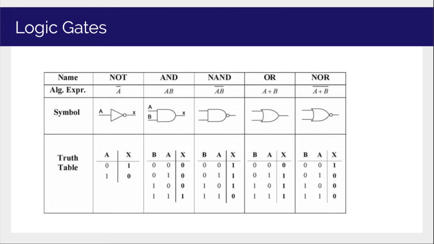And in the algebraic expression, it's the OR gate's algebraic expression with a line on top, which shows that it's being inversed.